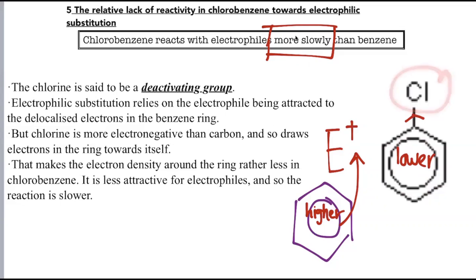And as we know, the reaction of benzenes is electrophilic substitution. Electrophiles usually tend to have a positive charge. Therefore, the higher the electron density is, the stronger the attraction towards the electrophile. Okay, so that's why chlorobenzene reacts more slowly with electrophiles compared to benzene.